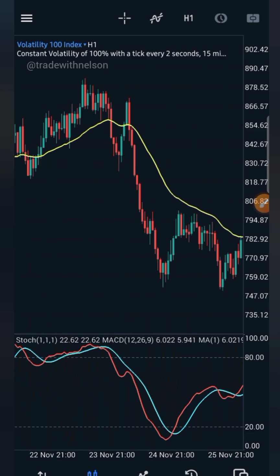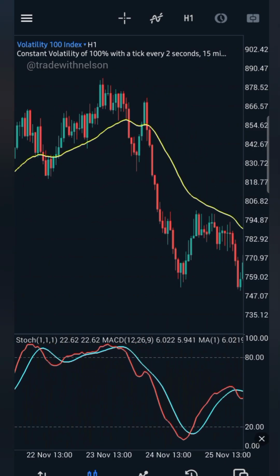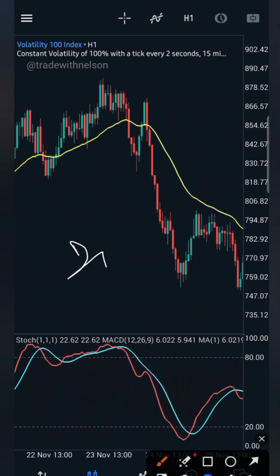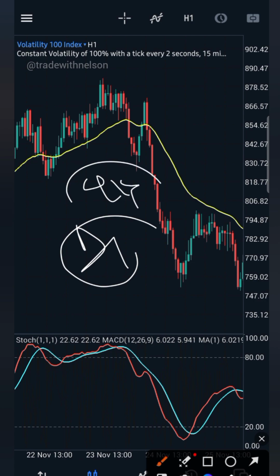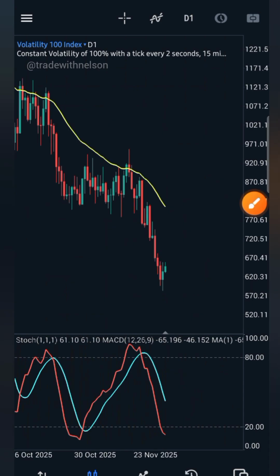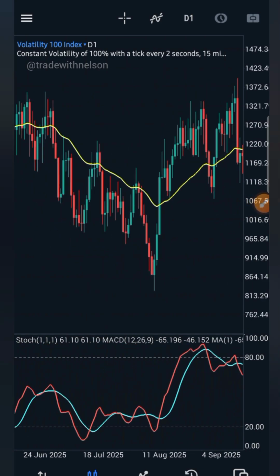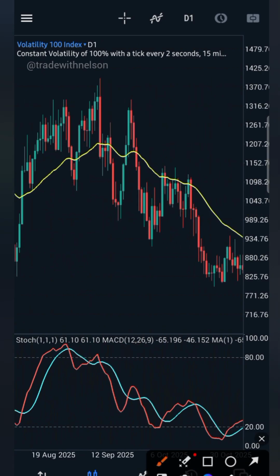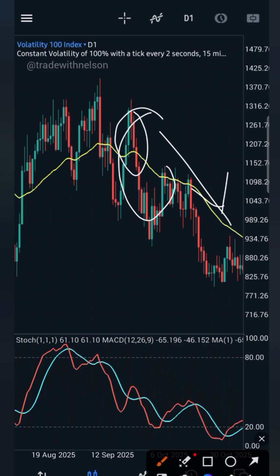So what are you looking for? The first thing you want to do is to go to your daily time frame or the 4-hour time frame and determine the trend of the market. Either it is moving in a downtrend or it is moving in an uptrend. So you go to the daily time frame, and as you can see over here, for some time now the Volatility 100 market has been bearish from this point.